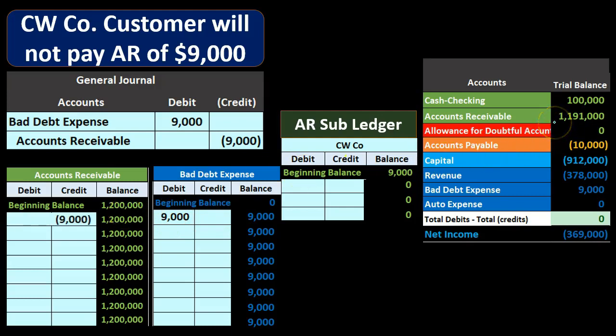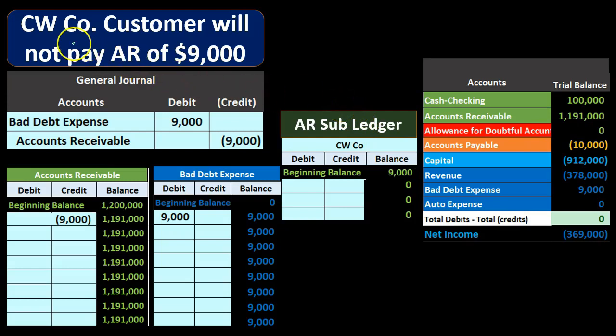There's the 1,200,000. Well, it was 1,200,000 before this. Now we're going to bring it down by the 9,000 to 1,191,000. There's the 1,191,000 now on the trial balance after this transaction has happened. We also need to record this to the accounts receivable subsidiary ledger.